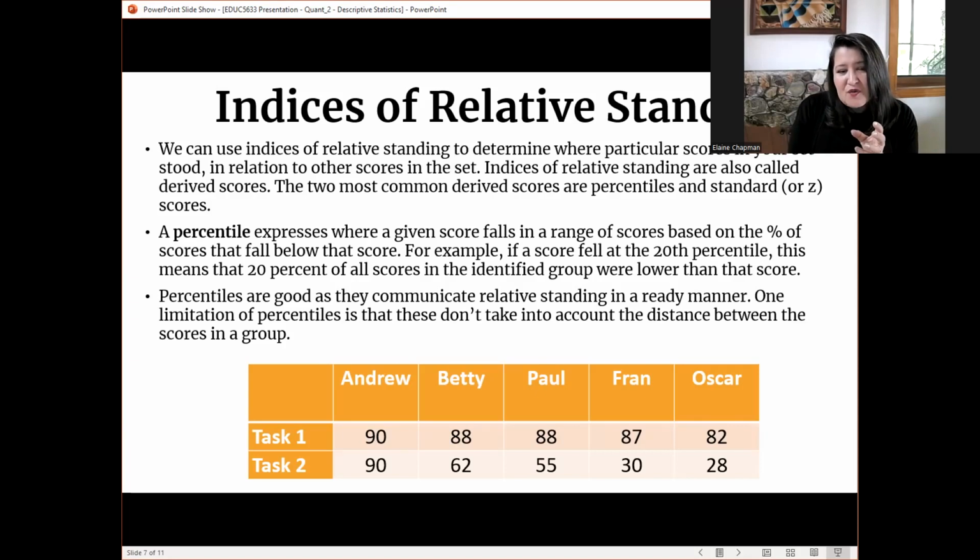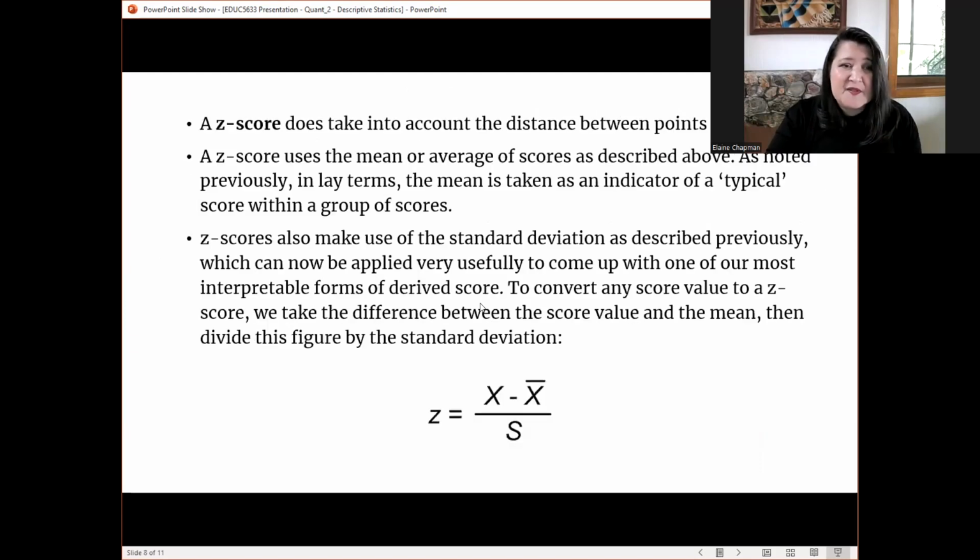But if you look into the actual scores that were earned by the students, you can see that in task 1, Andrew's performance was not quite as impressive as it was in task 2, because Betty, Paul, Fran, and Oscar, their scores are actually quite similar to Andrew's in task 1. Their scores in task 2, though, were very different from Andrew's scores. So, in a sense, Andrew's performance in task 2 was actually a bit more impressive relative to other people's in task 2 than in task 1. So if we use percentiles, we lose that level of detail.